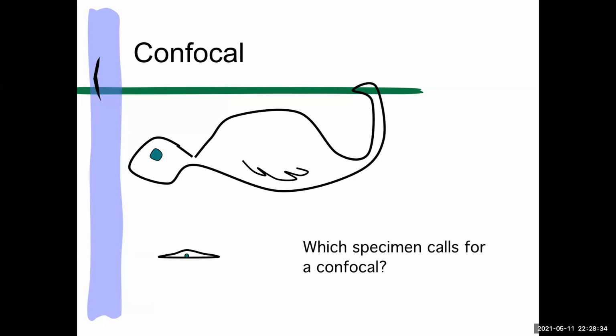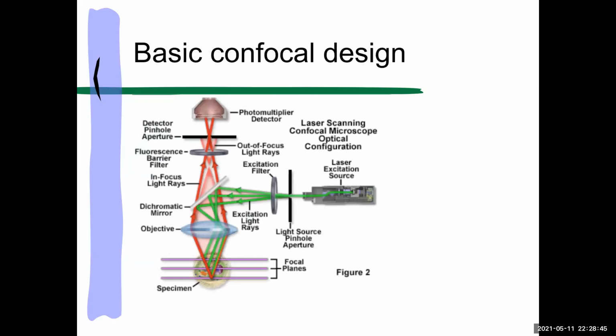If it's just a cell, that's thin enough for a wide field, although in truth, if you're trying to see different parts of the cell, like what's on top and what's in the bottom of the cell, you might need a confocal for that too. And I promised I would tell you how the out of focus light gets eliminated.